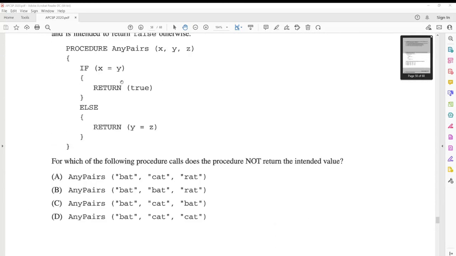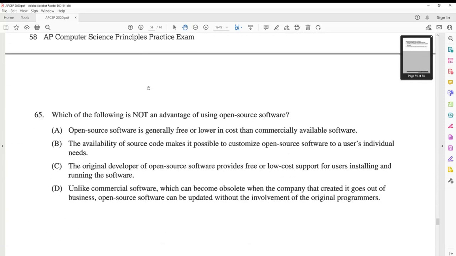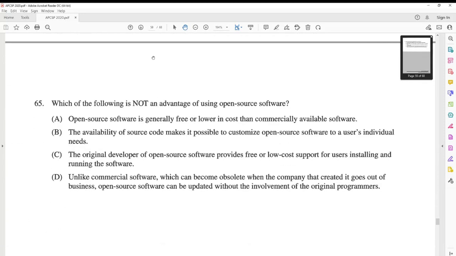Omission of the comparison of X and Z. Question 65: which are probably not advantages of open source software? So open source is generally free and lower in cost than commercially available software. Yes. The source code makes it possible to customize open source to individuals' needs. Yes. The original developer of open source provides free and local support.